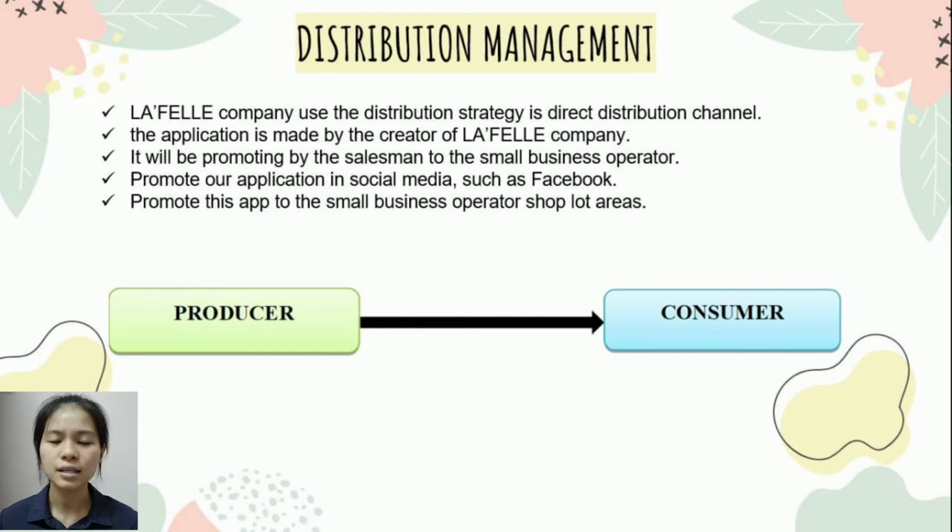Therefore, if any small business operator is interested in this application, they will deal directly with Lafayette Company. After that, Lafayette Company will promote this application to small business operators in shop lot areas. This is because the purpose of Lafayette Company creating this application is to help small business operators solve their inventory management problem. So Lafayette Company uses this strategy of setting the market in the area around the small business operators because it can slowly grow bigger in future.